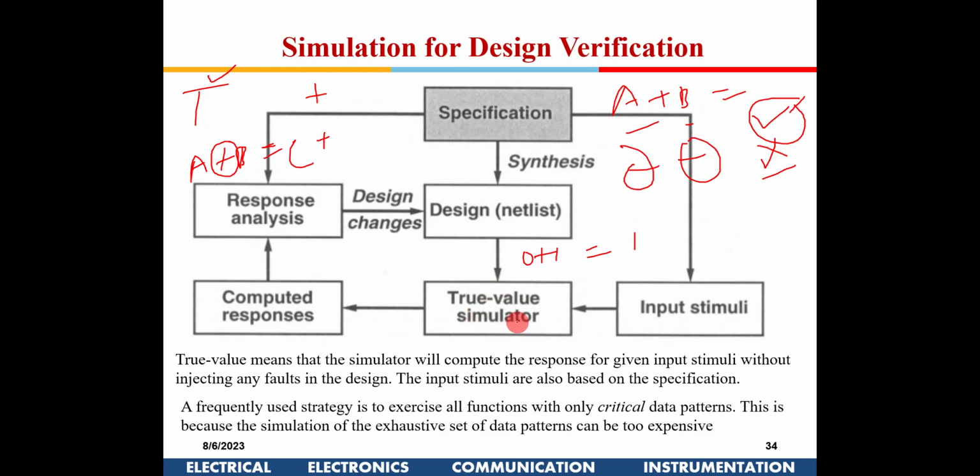Now this table is also equally important for our fault simulation, because without this we can't move ahead. So this run has to be done. This is known as simulation for design verification. When we give the true value simulation and compute results and do the analysis, if the result is not as per expectations, then we need to change the design.